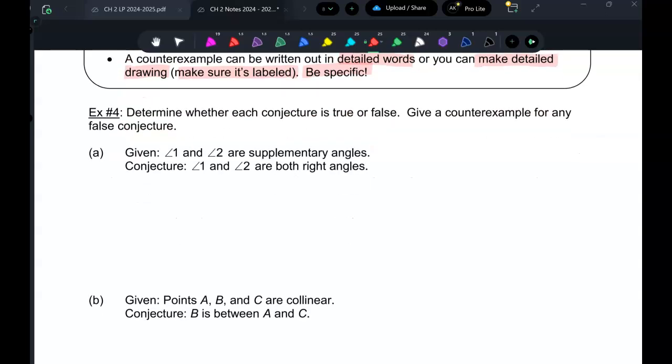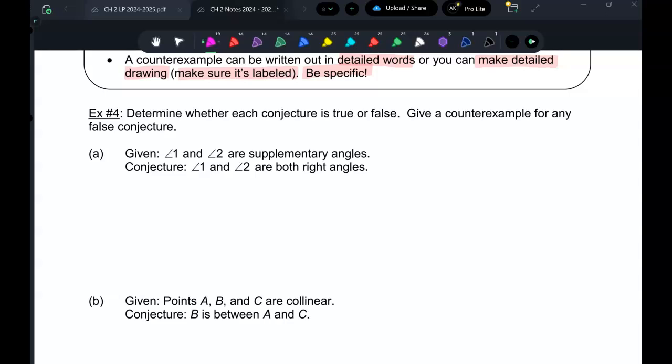No. So this one is false, right? So that's going to be false. And now I want to come up with a counterexample. Now, we could write it out in words, or I can draw a picture. What I need is for the given information to be true, but we want to show that the conjecture is false. Any ideas how we could do that?